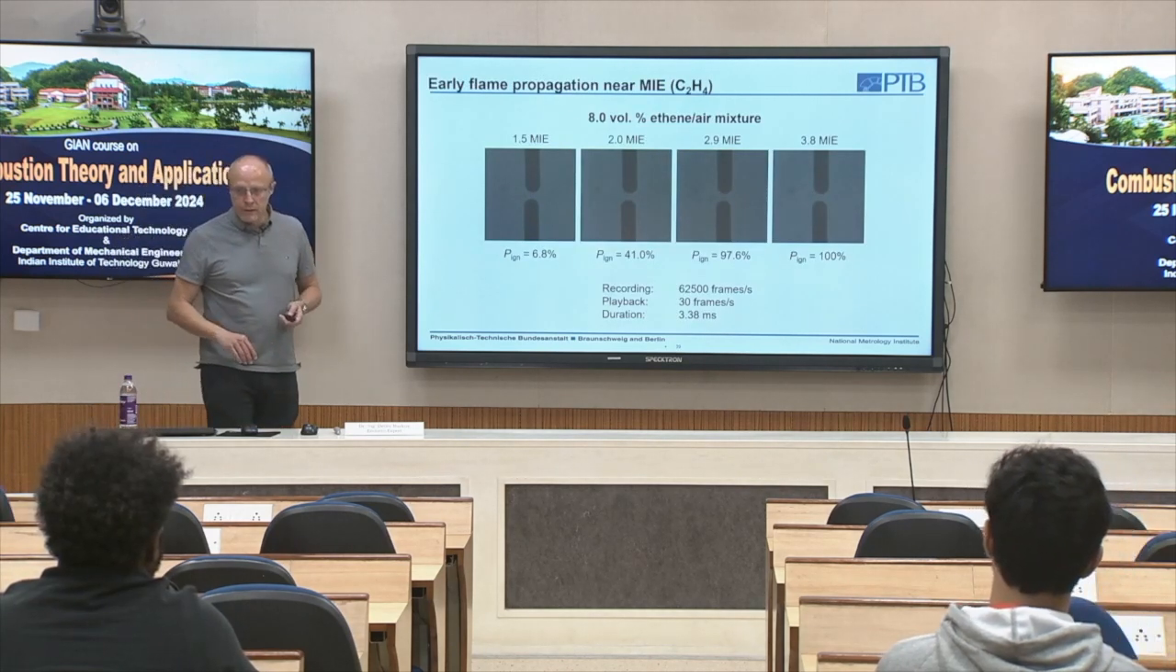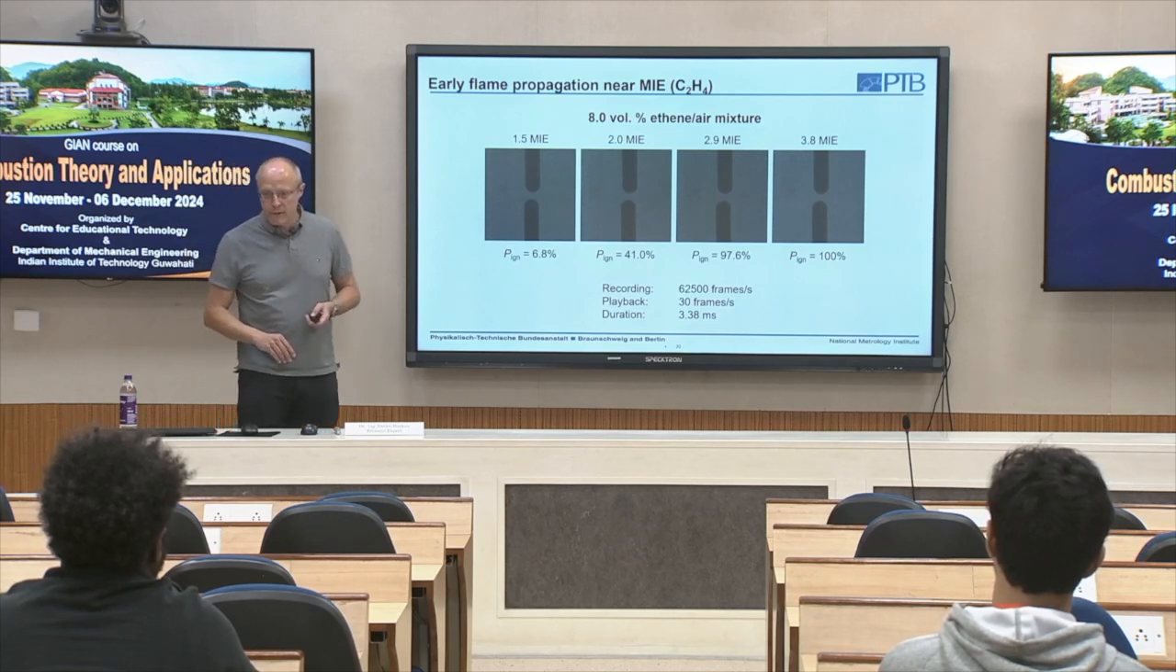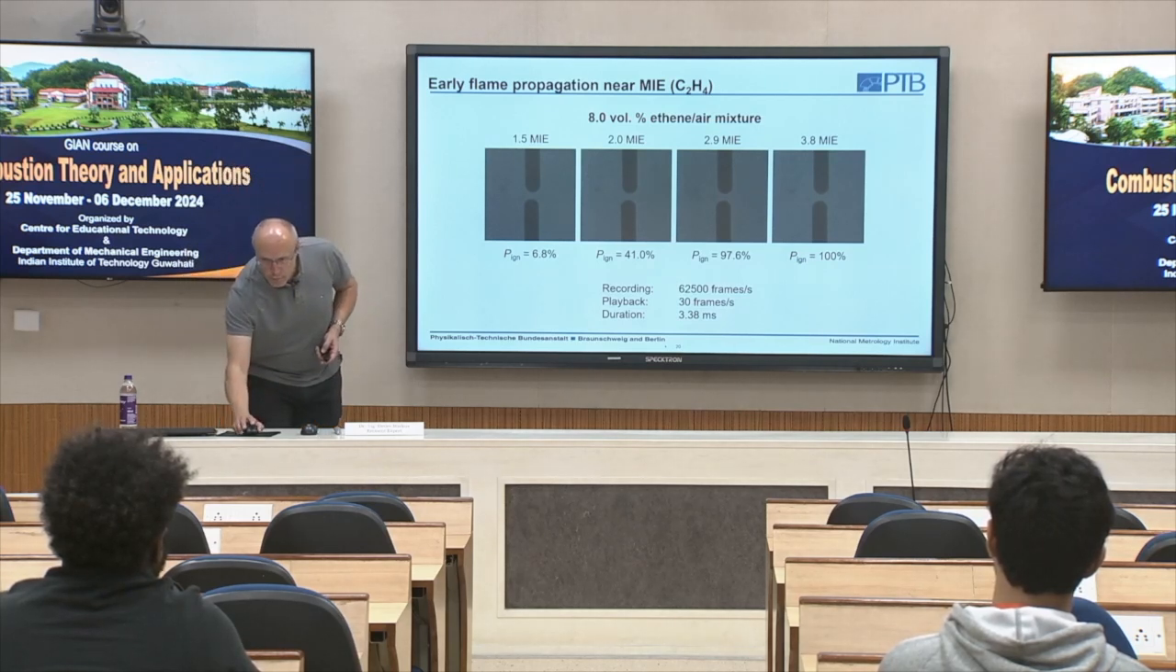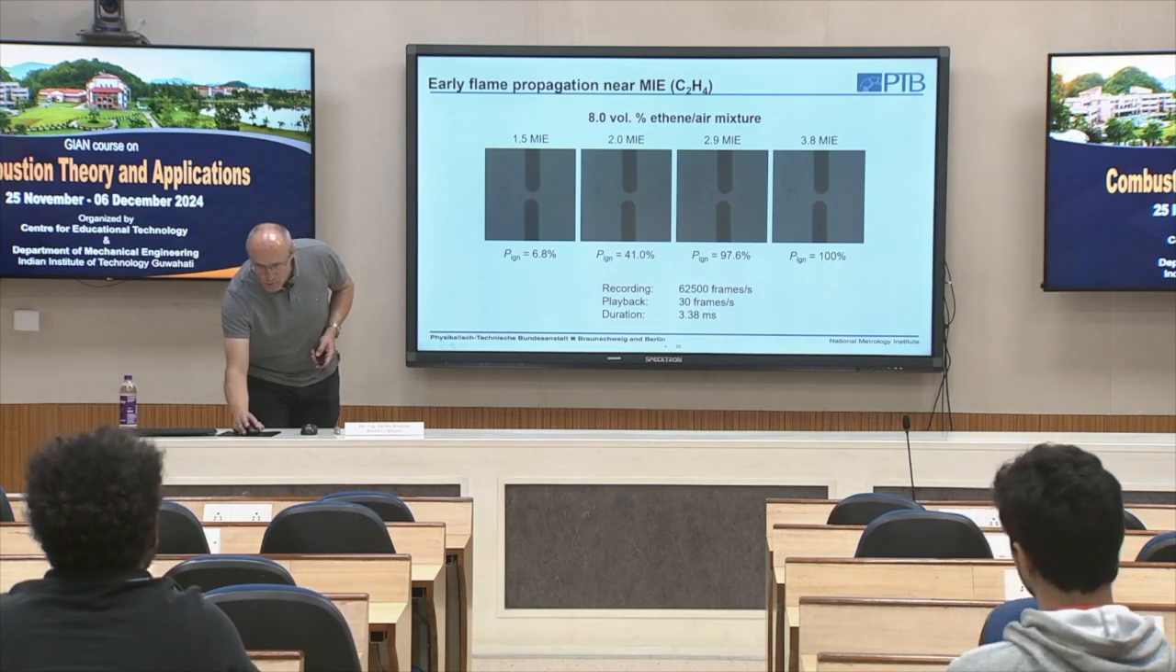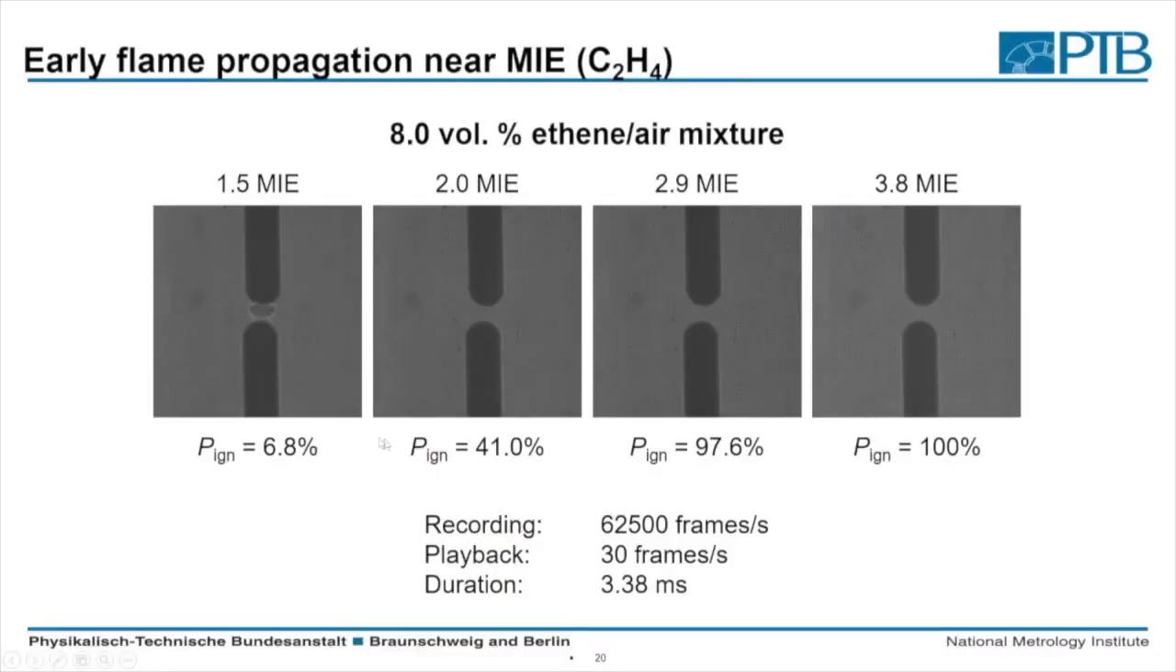We can see this even more clearly here with ethylene, where we have 4 different energies used. So at this low energy, I think no ignition. What is not visible here, of course, is that if we use lower energy, the ignition starts later.